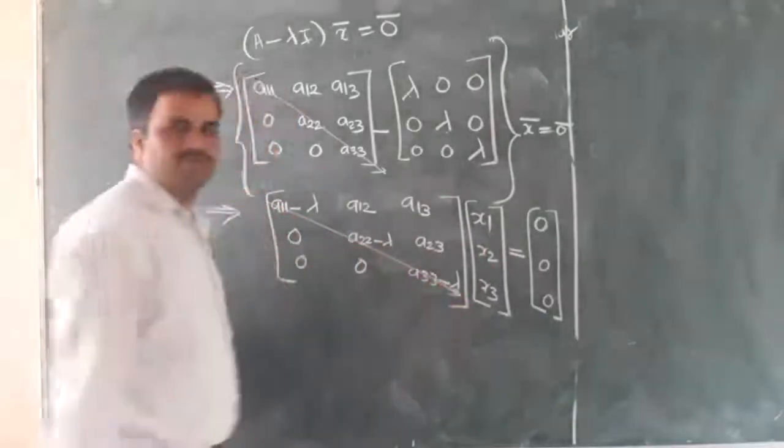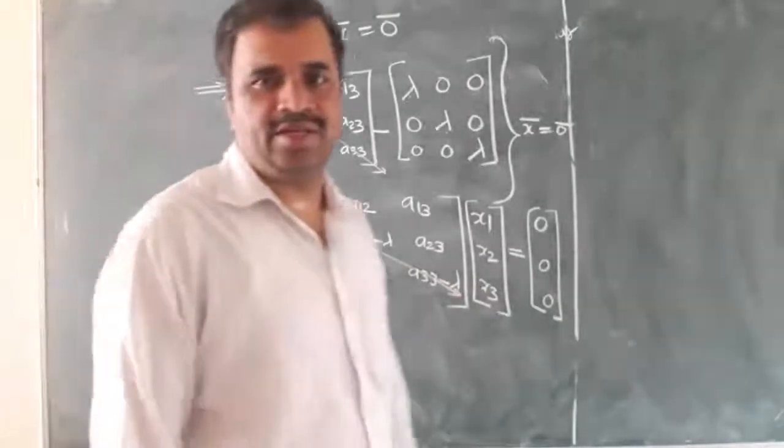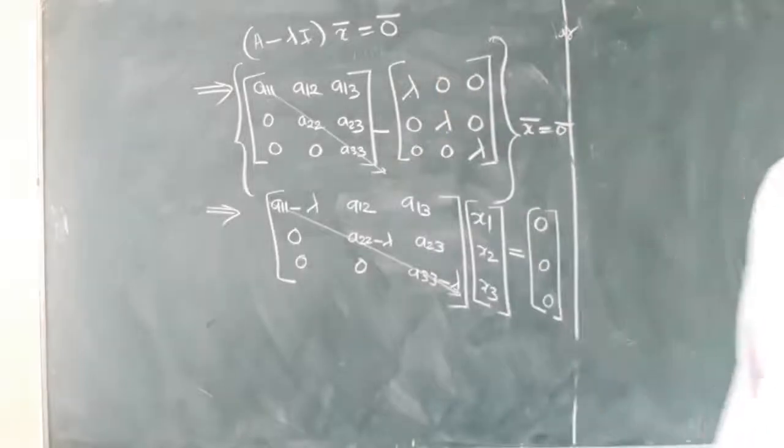Already we have echelon form, so directly I can write the equations. How many equations will we get? 3 equations. Copy it first.